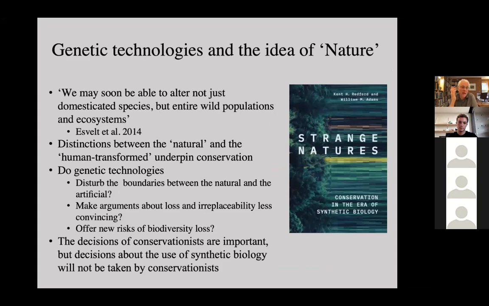So the last thing I'll say for conservation is that if you have spent 100 years protecting nature and saying it's valuable because it's natural, because it came by itself, because it's not human influenced, and then you start to use genetic techniques to engineer those species, then I think there's a real question about whether it disturbs this boundary between the natural and the artificial, and it makes the arguments of conservationists a little less convincing.